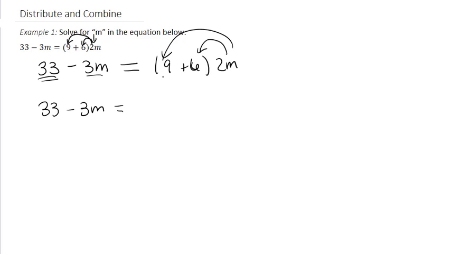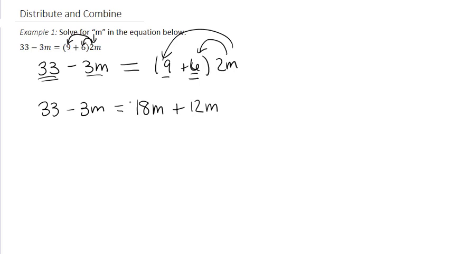Now 2m times 9 is equal to 18m. Then we have 2m times the 6. So 6 times 2 is just 12. So we have plus 12m. Now we've distributed. Now we need to combine like terms.